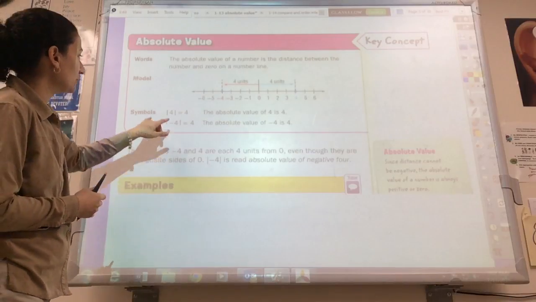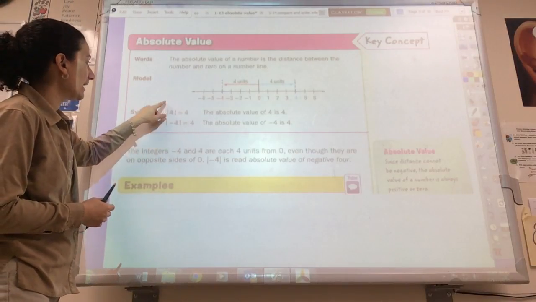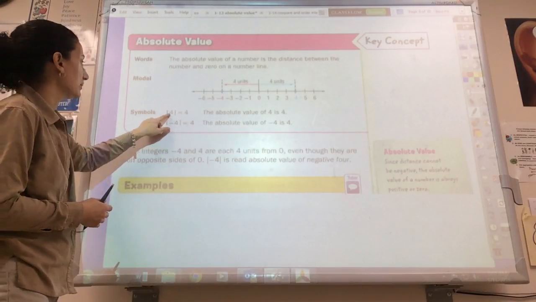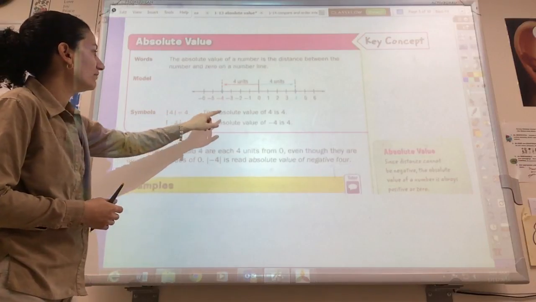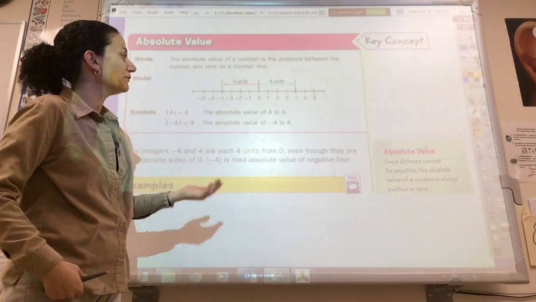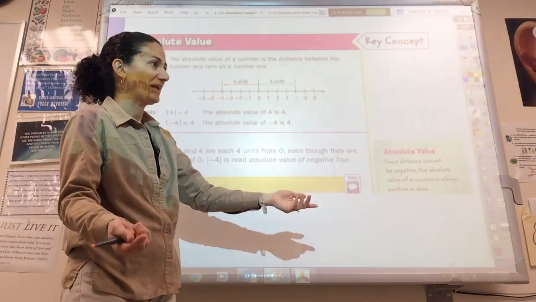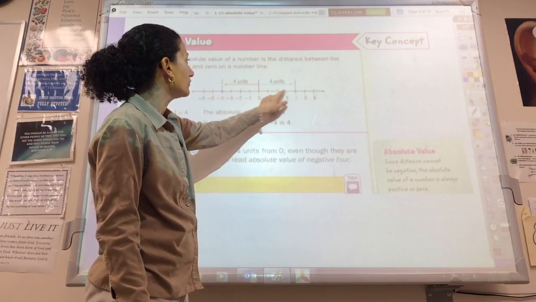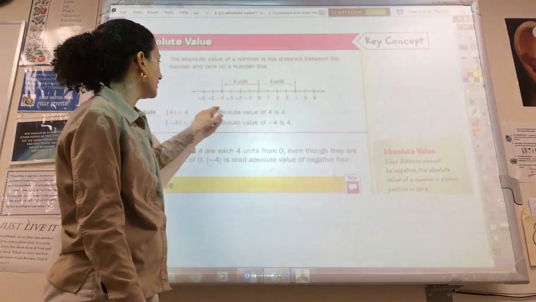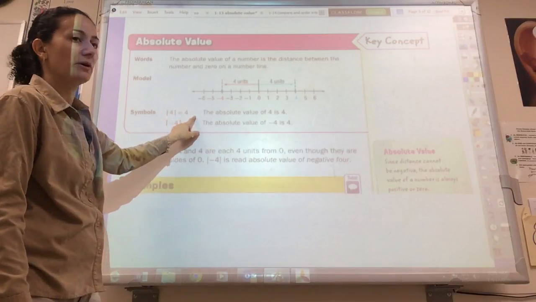Absolute value can be written with these little symbols. Looks like a line in front and behind of the number. And this can be read as the absolute value of 4. The absolute value of 4 simply means how many spaces is 4 from 0. So when you look at 4 from 0, it's 4 spaces. So the absolute value of 4 is 4.